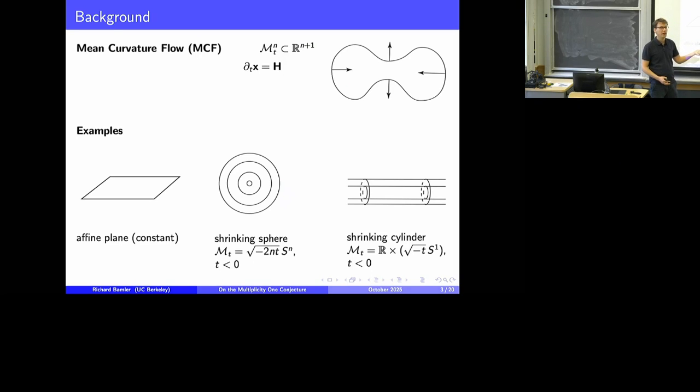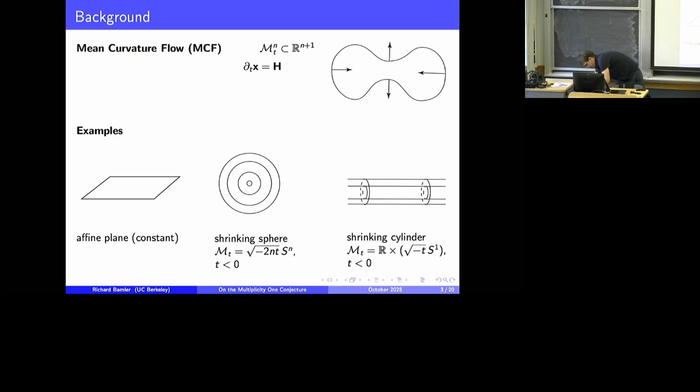whereupon a singularity occurs. A slightly more complicated example would be the shrinking cylinder. This is also something that's going to show up. In this case, we take an S^1 and cross it with an R, and you see that the mean curvature vector points towards the axis, and that means that the whole thing will shrink down, become singular, and collapse towards its axis.